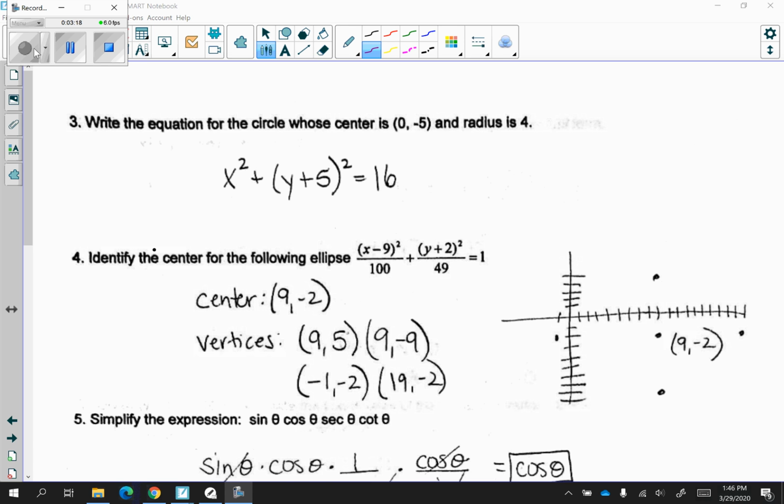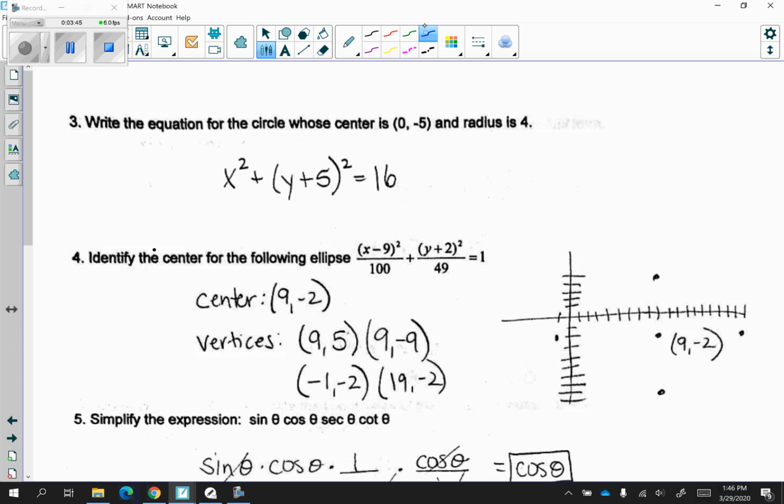Next, look at number 4. Identify the center for the following ellipse. (x minus 9) squared over 100 plus (y plus 2) squared over 49 is equal to 1. The center is the opposite signs, (9, -2). And then to find my vertices, it would be (9, 5), (9, -9), (-1, -2), and (19, -2). I plotted a little graph on the side to help you.